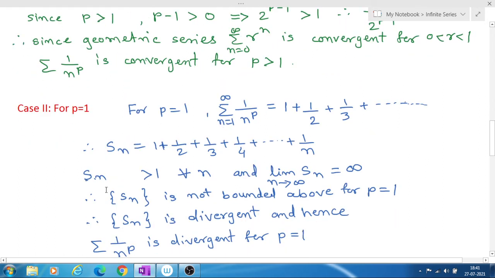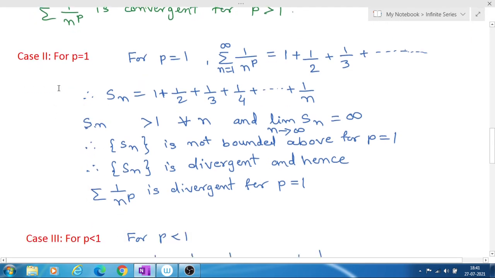Now let us see case 2, that is p is equal to 1. Now when p is equal to 1, the series becomes this only: 1 upon n, n is equal to 1 to infinity. Here p is equal to 1, therefore 1 upon n raised to p means 1 upon n. Therefore the first term is 1 upon 1, that is 1, second will be 1 upon 2, third will be 1 upon 3, and so on. So this is our series now.